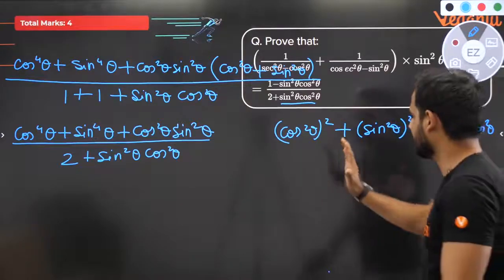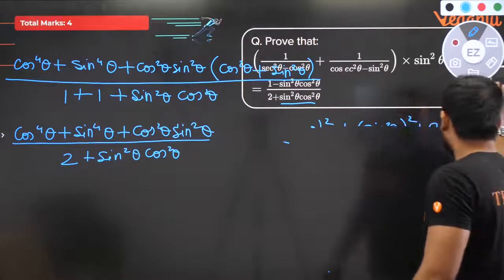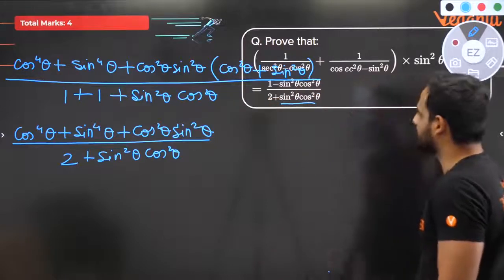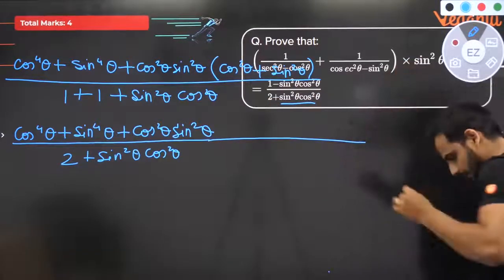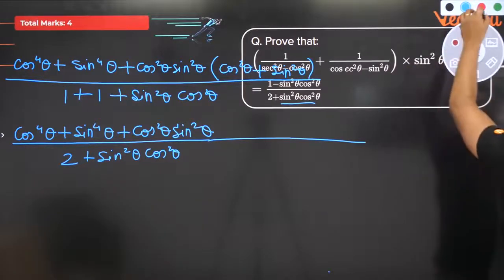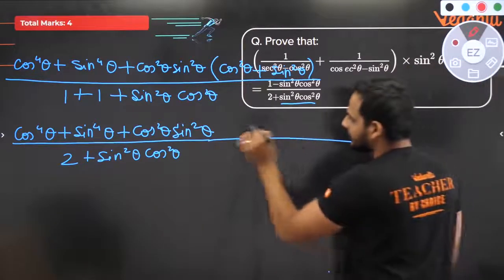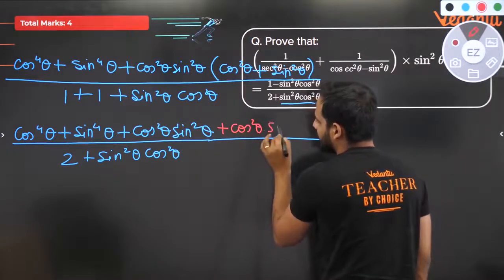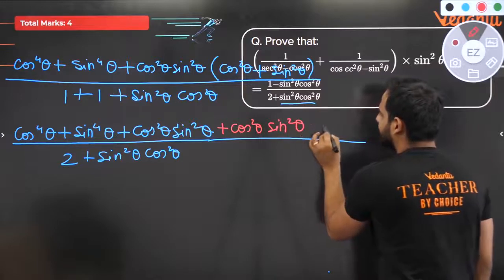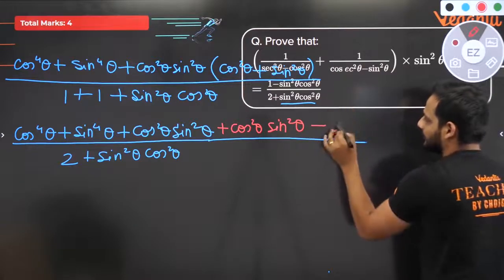तो अब उसके लिए क्या करेंगे? What I will do कि sir, I can add and subtract the same thing. Will it matter? No, it will not matter. So what I'll do in this numerator, what I'm going to do now, I will add 1 cos square theta and sin square theta, and I will subtract 1 cos square theta and sin square theta.